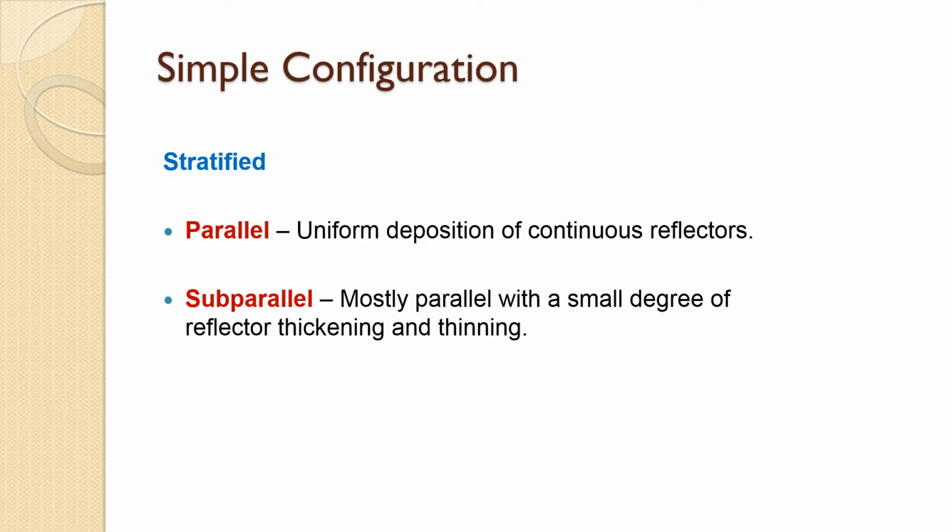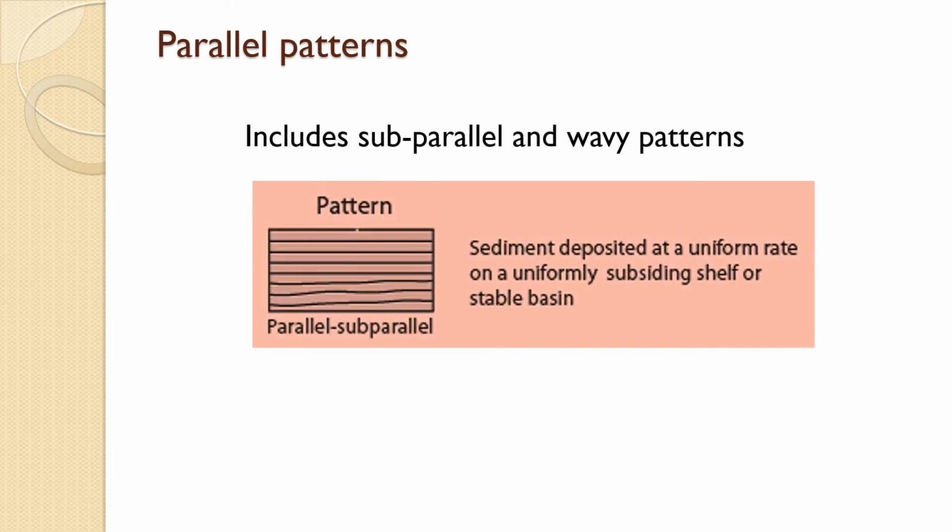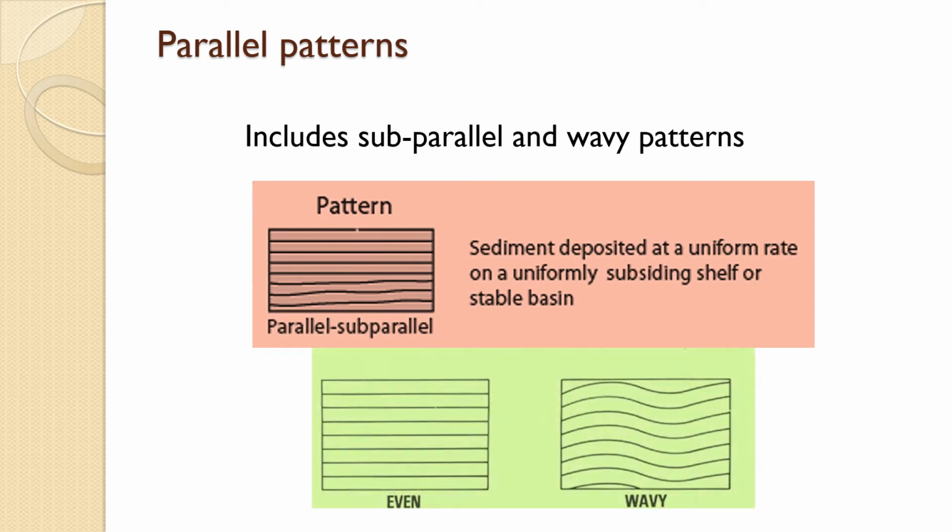parallel with small degree of reflector thickening and thinning according to the degree of sedimentation, and divergent, in which we see the reflectors disappear internally, thin from one side and thick from the other side. Parallel pattern includes subparallel and wavy pattern, as you will see in this figure. Yes, as you can see, some of them parallel, some subparallel, some wavy.